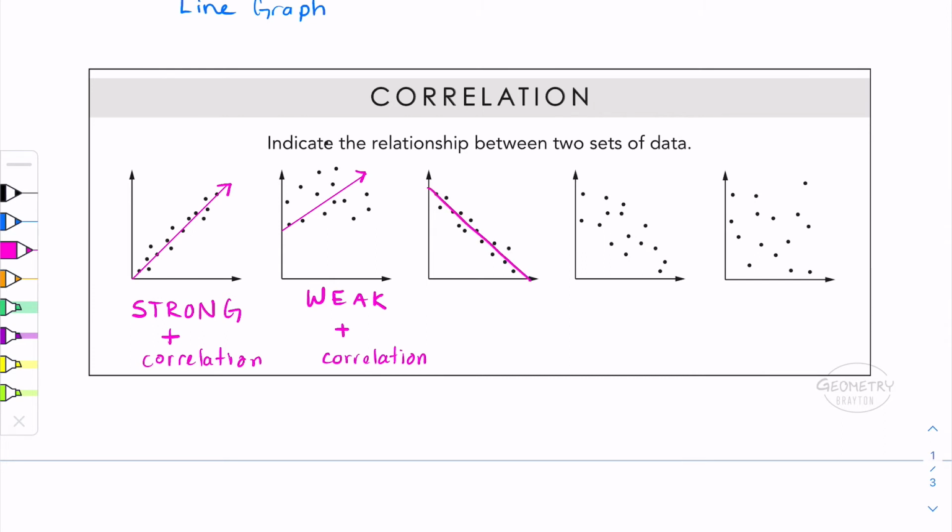Next, we have descending points with respect to the X and Y axis. So we call this a strong negative correlation. It's strong because the points all fall very close to the line. This here is a weak negative correlation. And then lastly, this graph, it wouldn't really be easy for me to draw a line either way. It looks like these points are just all over the graph. So we would say this has no correlation.